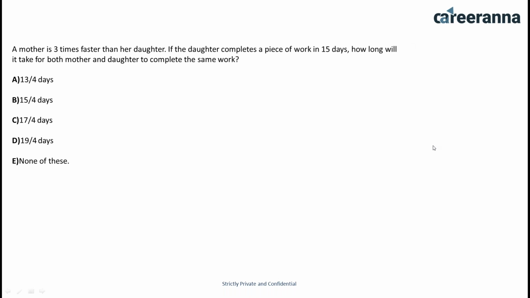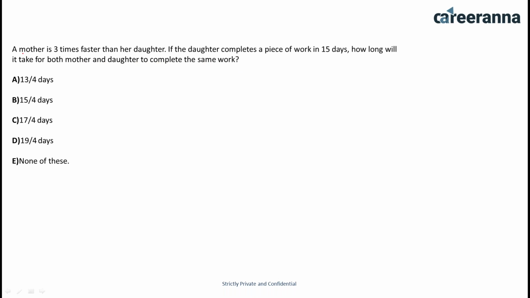Okay, mostly students are saying that option B is the answer. So let's discuss this question. Those students who were not able to solve this question, no worries. Mother is 3 times faster than her daughter. If the daughter completes a piece of work in 15 days, how long will it take for both mother and daughter to complete the same work?